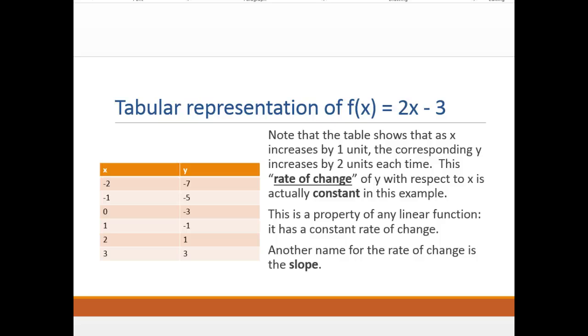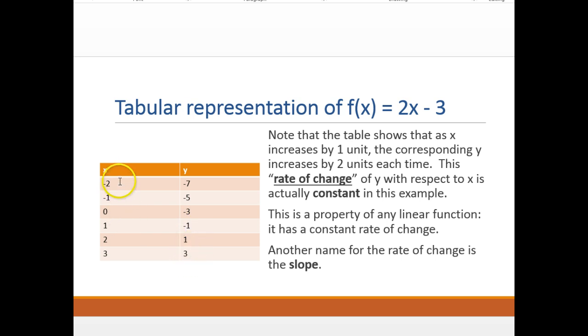Now, if we were looking at a tabular representation, or a table, of this function, f of x equals 2x minus 3, here I just picked the x values of negative 2, negative 1, 0, 1, 2, and 3, and I plugged those into this function and got out the corresponding y values: negative 7, negative 5, negative 3, negative 1, 1, and 3.